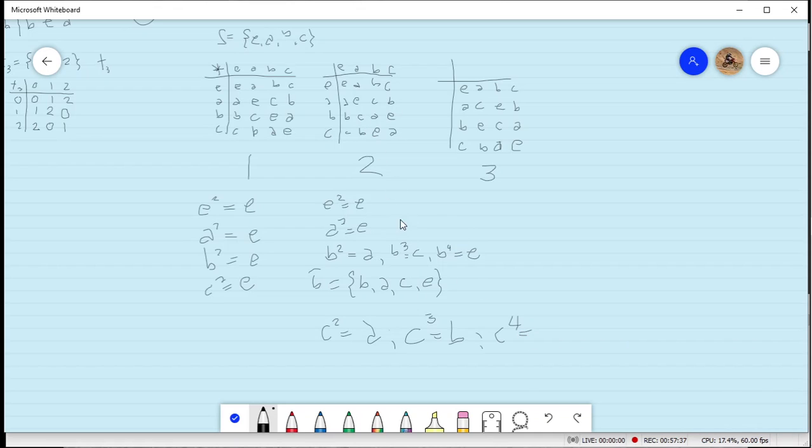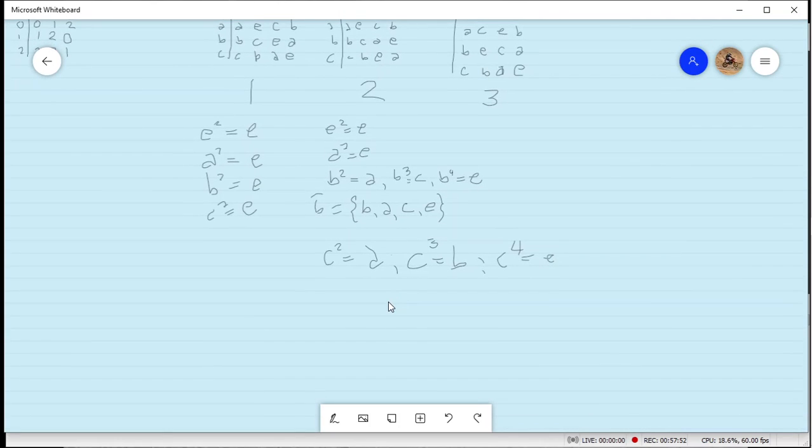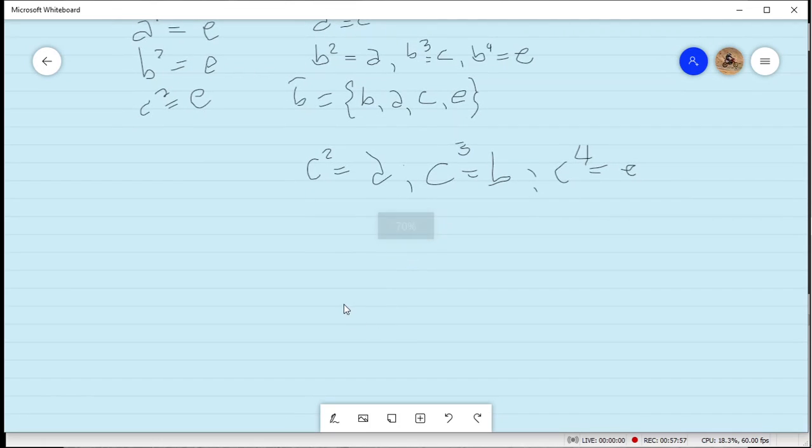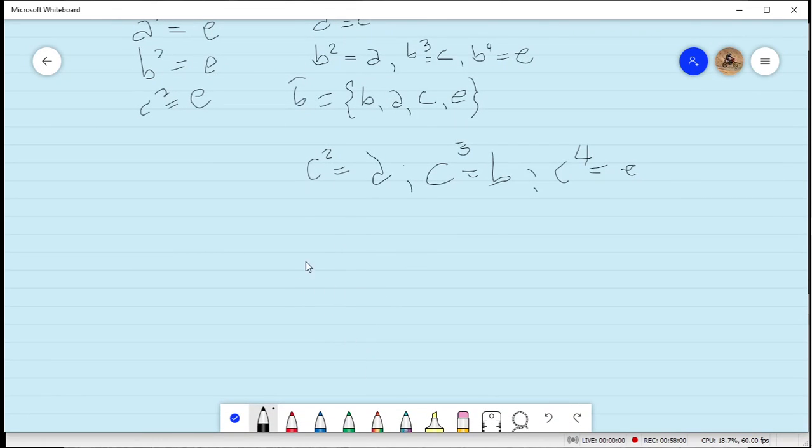C to the fourth is B operation C. B operation C is A. Meaning, all four elements are powers of C. So if we write the set, let's say C bar, as the set containing all powers of C, C bar would actually contain C, and C squared we have A, C cubed is B, C to the fourth is E. That would mean C to the fifth will go back to C.